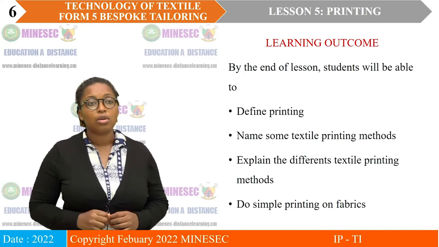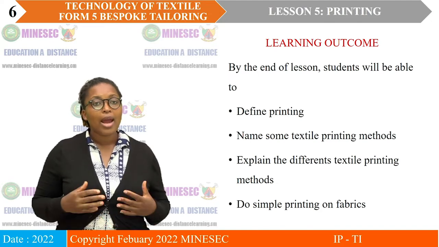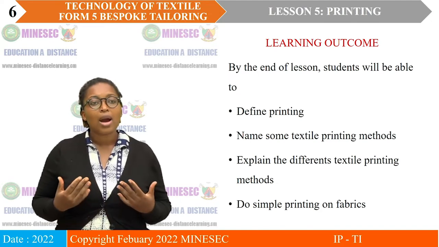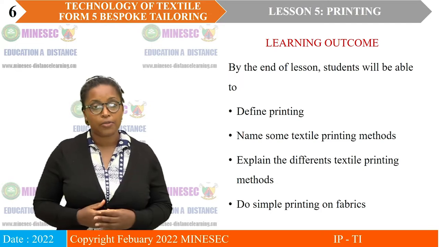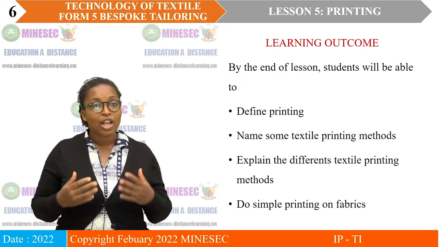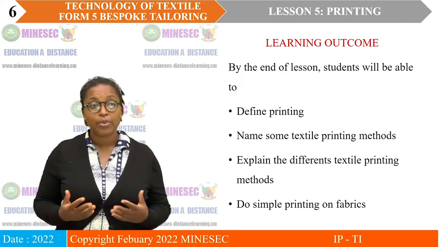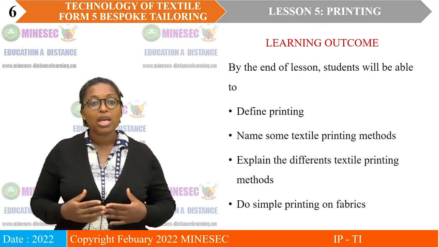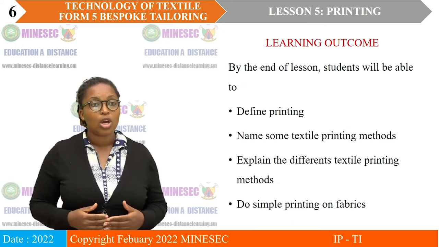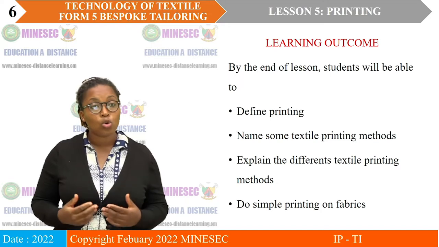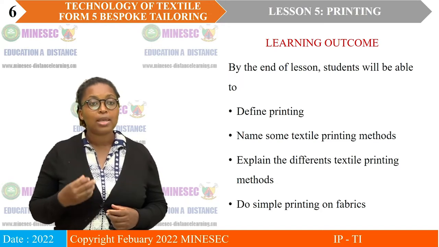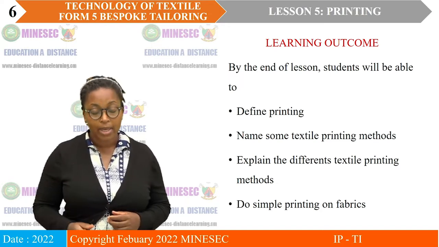Our learning outcome. At the end of this lesson, what do I expect from you? What are our objectives? By the end of the lesson, you should be able to define printing. You should be able to name some textile printing methods, be able to explain the different textile printing methods, and also you should be able to do a simple printing on fabrics.